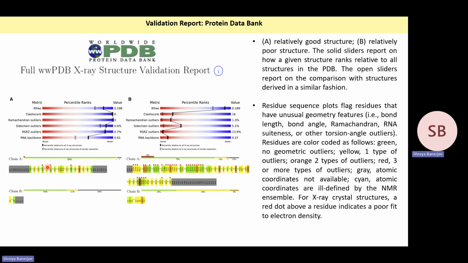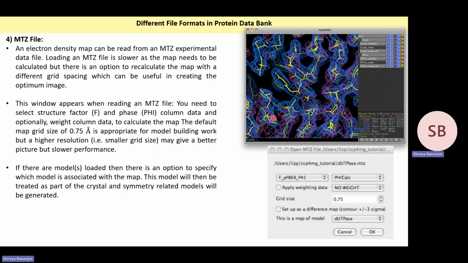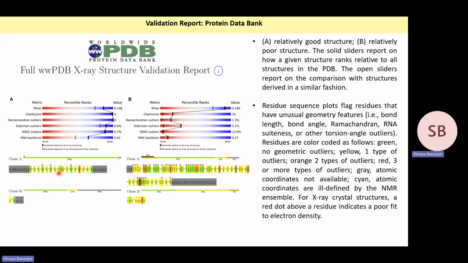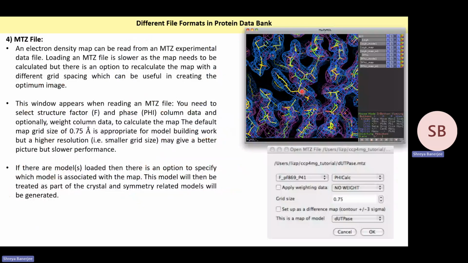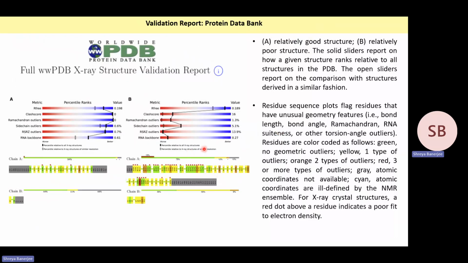These red dots are about fitting the electron density with the structure. When the predicted structure is accurate, the fit of the structure with the electron density is very good, and in that case there will be no red dot. But when the predicted structure and the electron density are not matching, then there will be a red dot. Clearly the right-hand side structure has so many red dots, so the predicted structure is not very accurate. So using the validation report, you can check how good a structure is in the PDB.